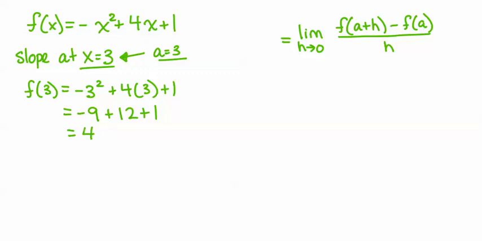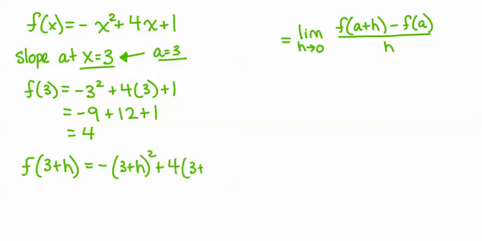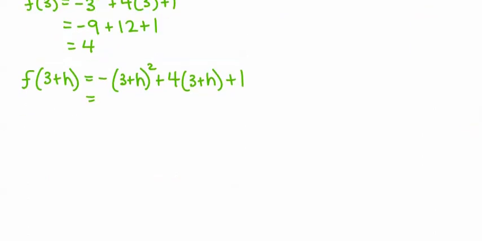Okay. And then I need to also find out what a plus h is, so that's 3 plus h. So anywhere I see an x, I'm subbing in a 3 plus h. 3 plus h plus 1. So kind of crazy, but I think if we simplify it, it won't look too bad.